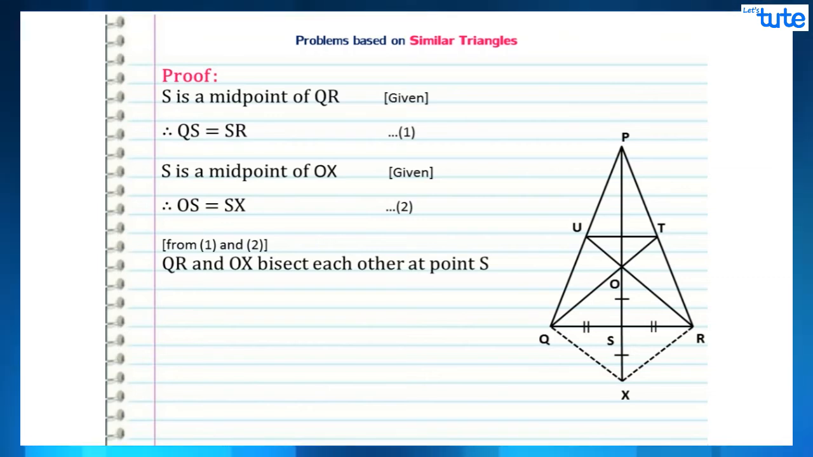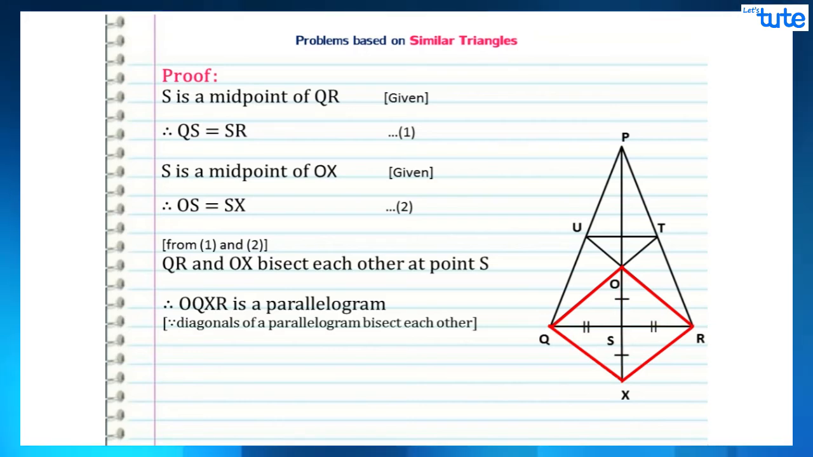So, from equation 1 and equation 2, we can say that QR and OX bisect each other at point S. Now, if you observe quadrilateral OQXR, you can see that QR and OX are its diagonals. And as we saw just now, QR and OX bisect each other. Therefore, quadrilateral OQXR is a parallelogram, since diagonals of a parallelogram bisect each other.